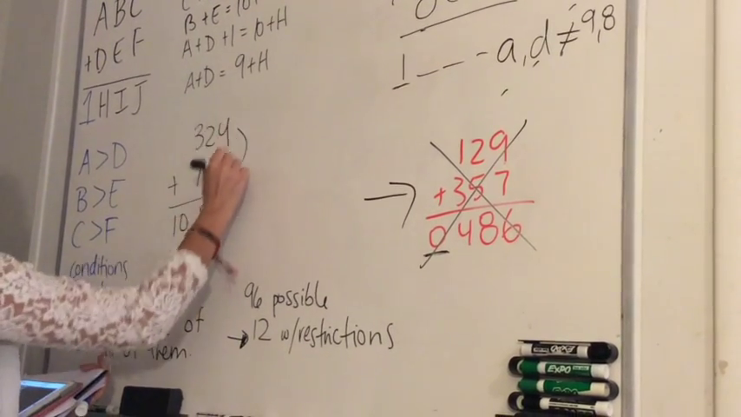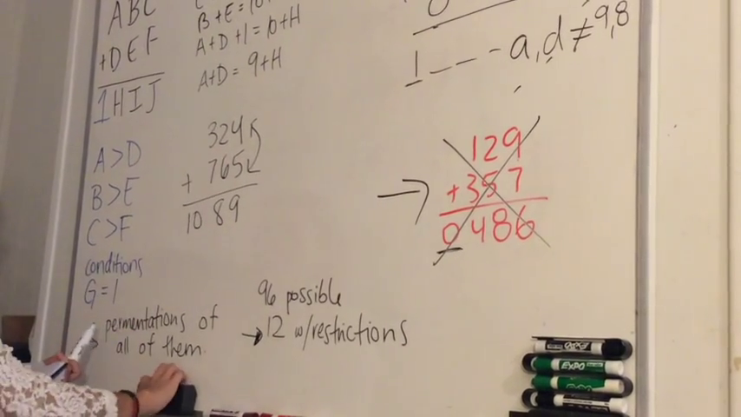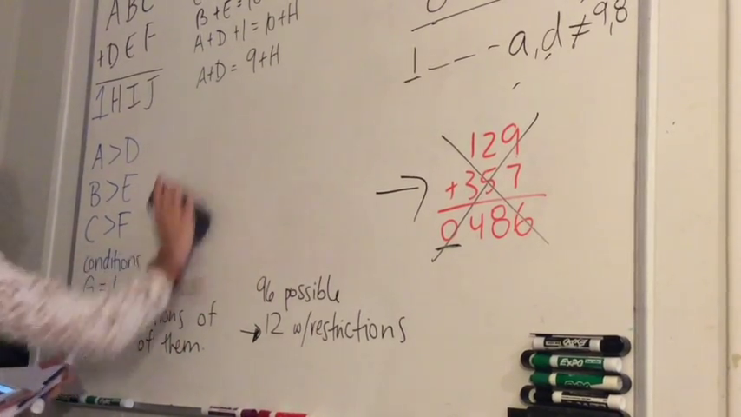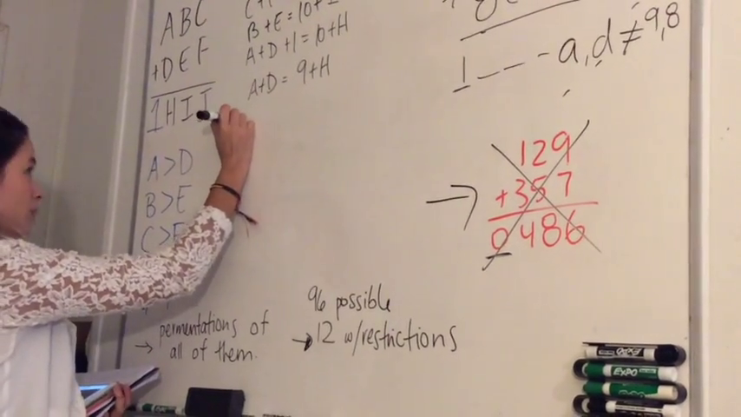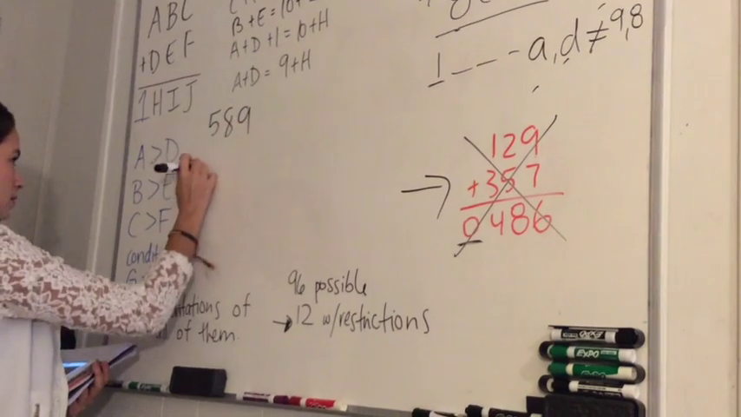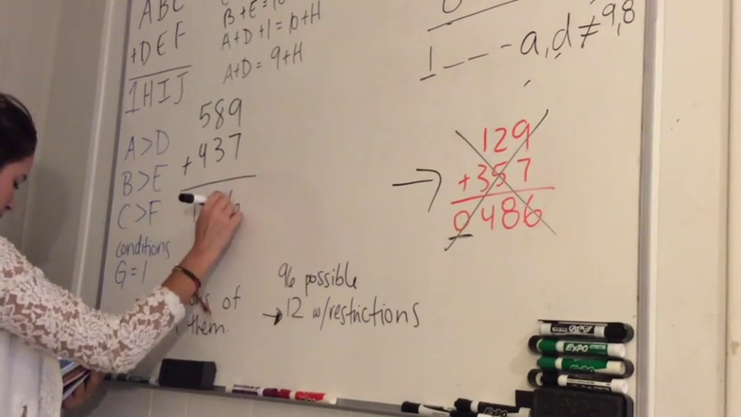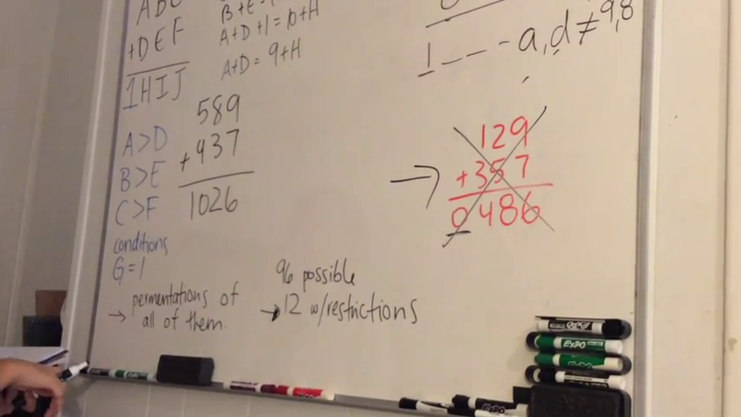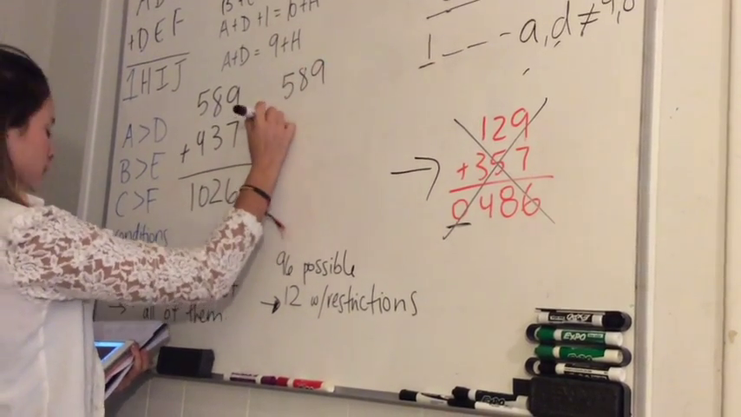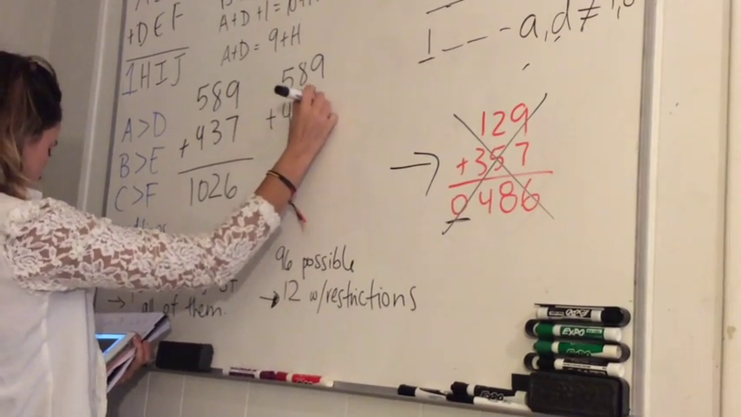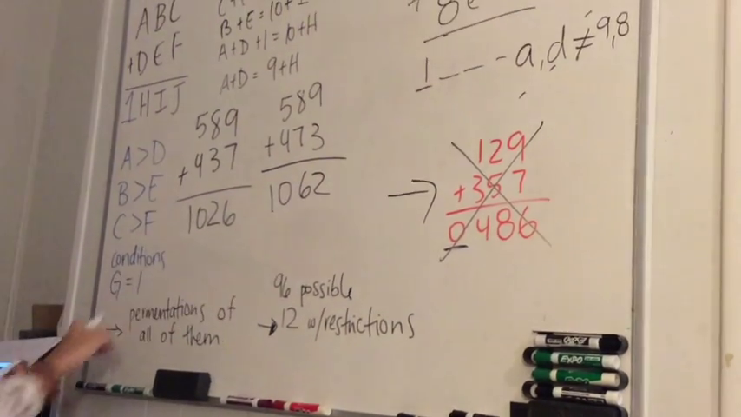For instance, you can flip the 4 and the 5, and the 2 and the 6, and the 3 and the 7. Remember, you can get different permutations of all of them. So now I'm going to show you a different one. From this one, you can get the next one, which would be 589 plus 473 equals 1062. So here we already have 2.